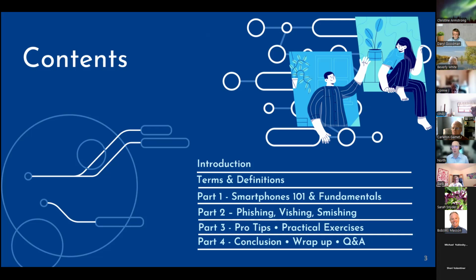the late arrival, which is quishing. And I wish I was making these terms up, but no, these are actually industry terms, and you'll understand what each of them mean by the end of today. And then in section three, we're going to do some pro tips, and we're going to do some practical exercises. And then part four, we're going to do conclusion, wrap up, and Q&A. So with that, get ready for takeoff.